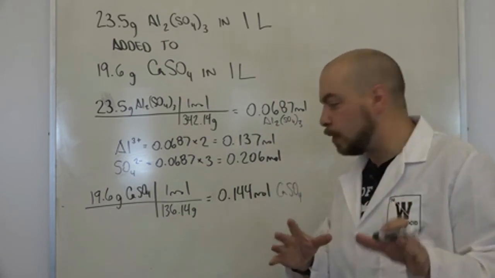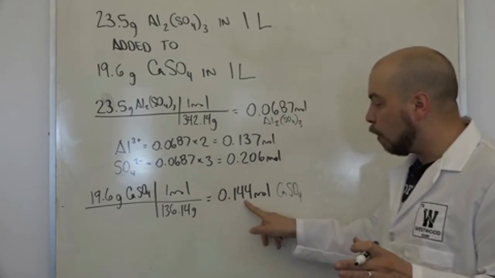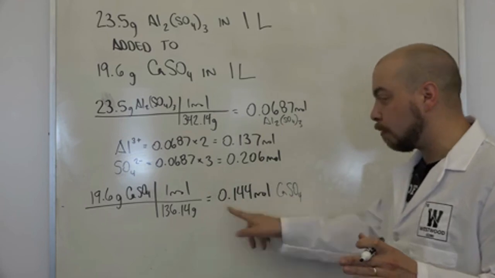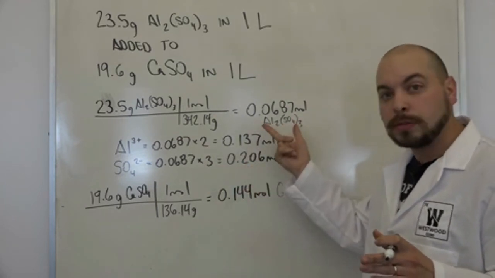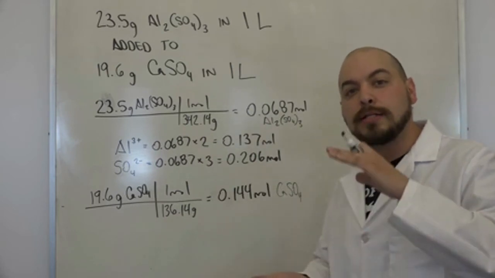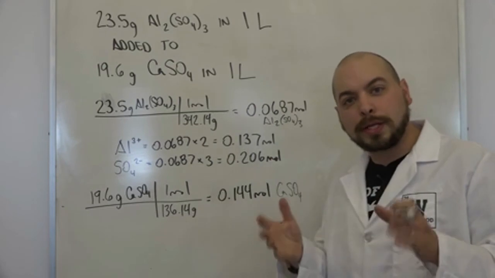The other trick here is that the sulfate actually came from 2 places. So that 0.144 moles of sulfate coming from calcium sulfate and the 0.206 moles of sulfate coming from aluminum sulfate actually have to be added together. So those are the 2 tricks to this problem that I hope you were able to catch.